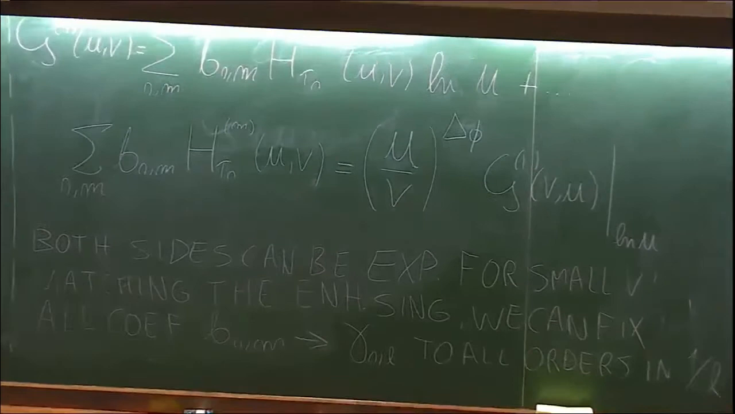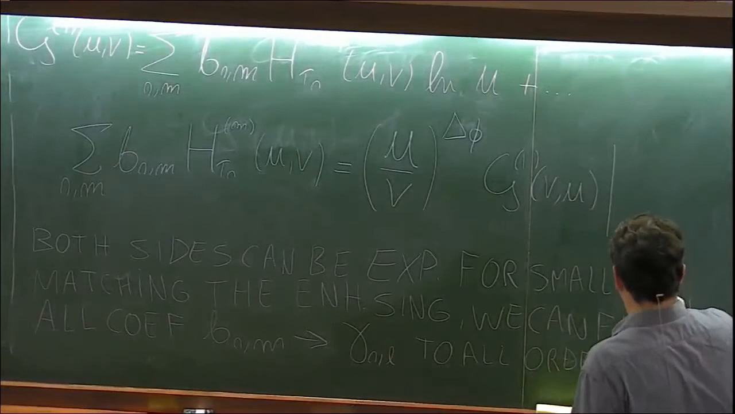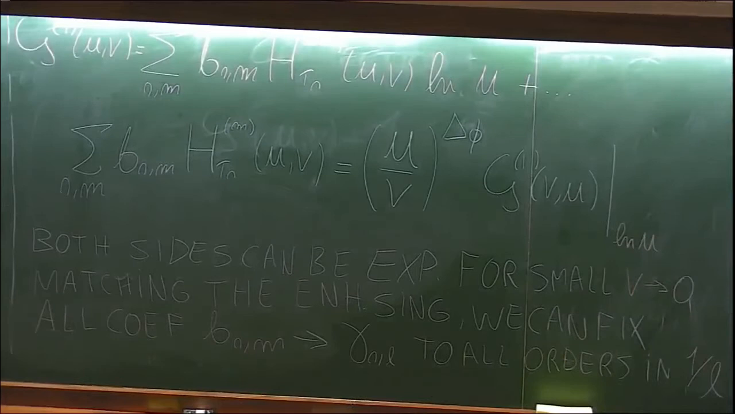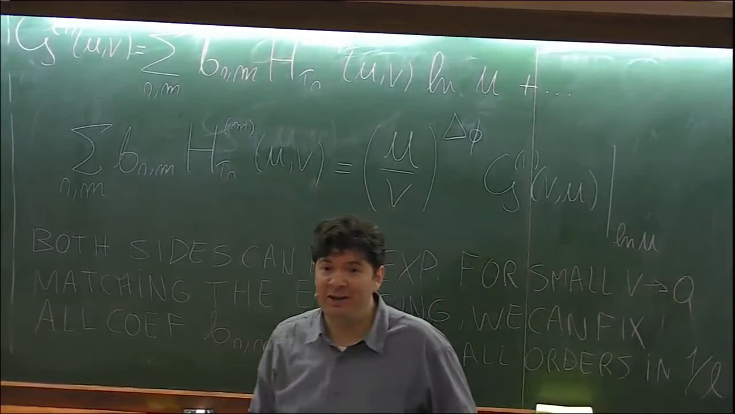Sorry. Small v means v going to zero. Yes, sorry about that. So set bar was one, but v is just zero. Is that okay? Yes.